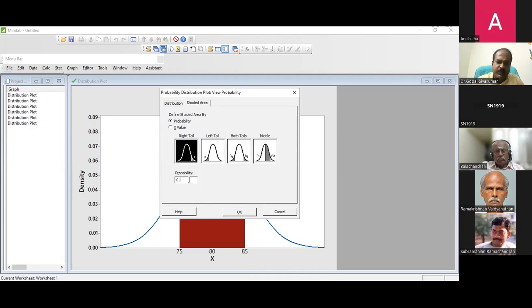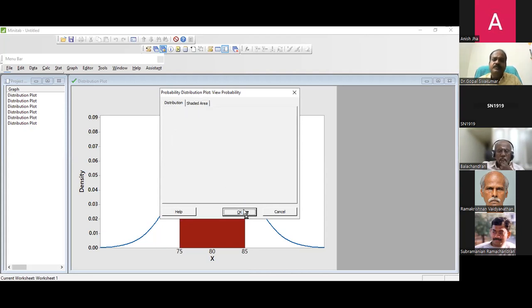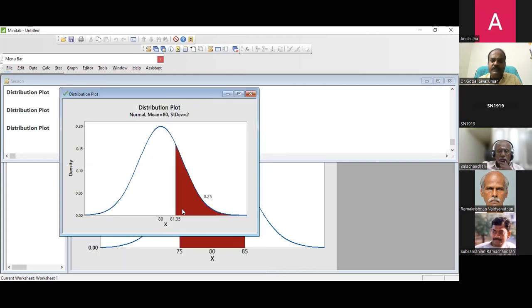What will be the right side probability now? 25%. Area to the right of quartile 3. The right side area will be 25%, yes, sir. Quartile 3 means the left side will be 75, right side will be 25. So you have to give 0.25. Now the corresponding point, Minitab will throw. Can you see the point here now? What is the point? 81.35. Same answer will come. Shall I do it by another method also?